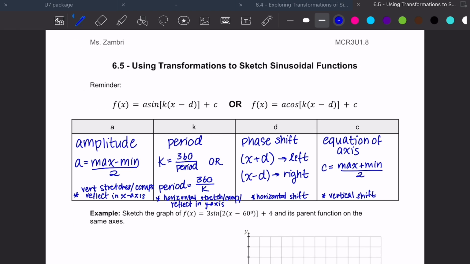So we have practiced not only describing sinusoidal functions in terms of the regular parent function transformations, in terms of stretches, compressions, shift left and right and up and down, but we've also now associated those same letters and parameters with the sinusoidal characteristics like amplitude and the period and the phase shift and so on.